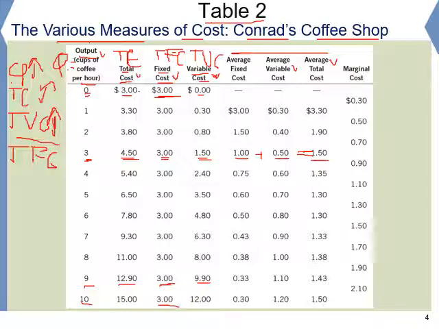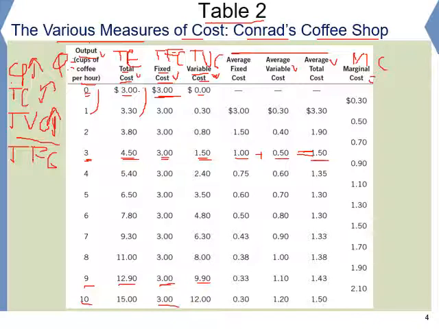Now let's move on to the marginal cost, MC. The marginal cost, which is the last column, is the additional cost of producing one more unit of output. It's the additional cost of producing one more cup of coffee. So you take the change in the total cost divided by the change in the output.